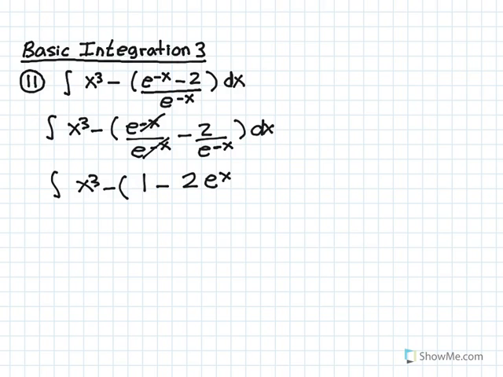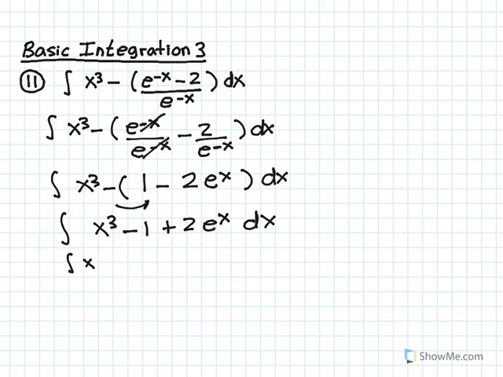Bring e to the minus x to the top. That becomes e to the x. And now let's simplify a bit further. X cubed minus 1, distributing the minus 1, plus 2 e to the x dx. And split up the integrals. Integral x cubed dx minus integral 1 dx plus integral 2 e to the x dx.